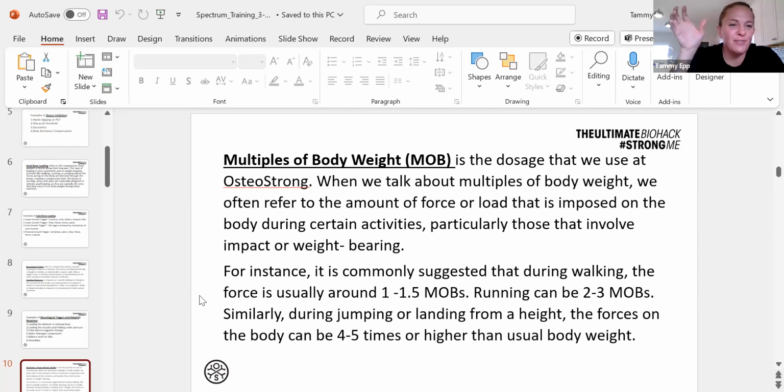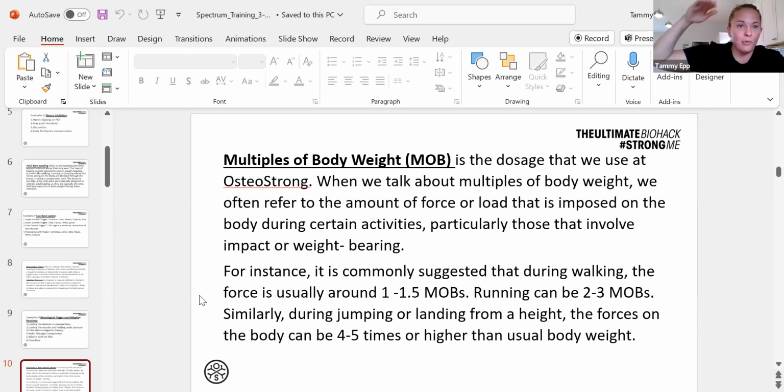There's actually an app on your phone. I haven't even ever used it, to be honest, but there is an app on your phone that if you were to download it, if you jump from a box and you jump down on the ground, it will measure your MOBs, how many multiples of body weight hit, and you would have to be jumping. I haven't used it. I've seen other people use it. There's videos all over about it.